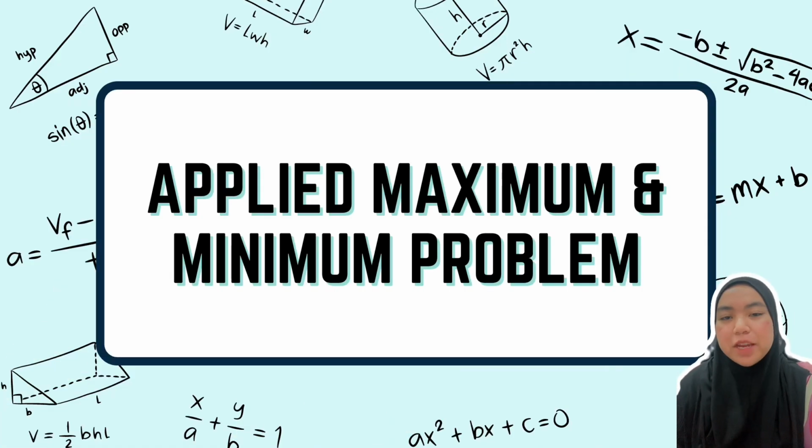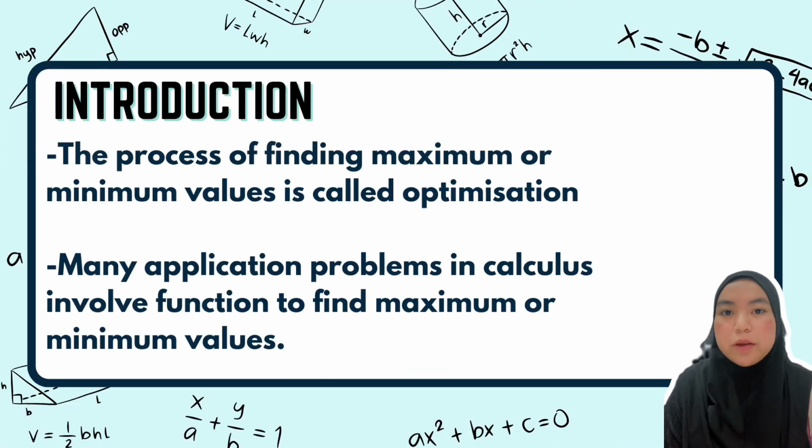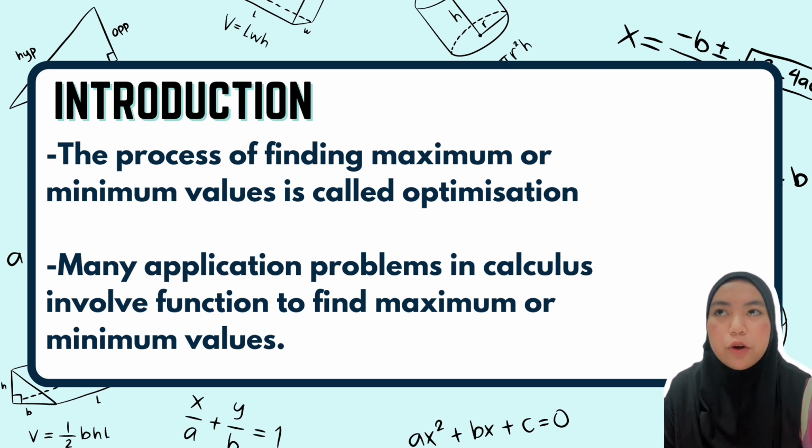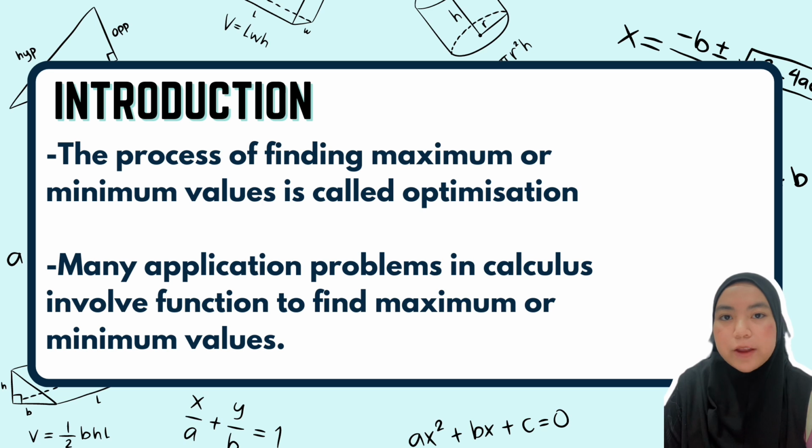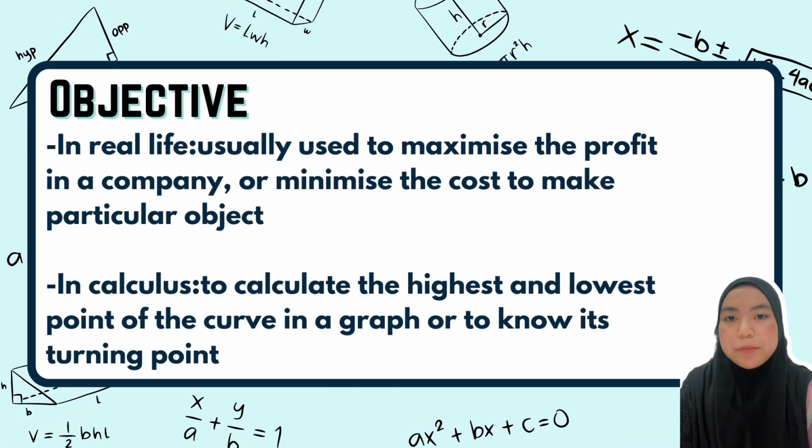As for applied minimum and maximum problems, Nurin Akilah, Tengku Ayuni and I will be guiding you to solve this question. You might be wondering what applied maximum or minimum problem actually is. Well, it is the process of finding maximum or minimum values, which is called optimization. There are many application problems in calculus where a function is used to find maximum or minimum values. The objective of applied minimum and maximum problems in real life is usually to maximize the profit in a company or minimize costs to make a particular object.